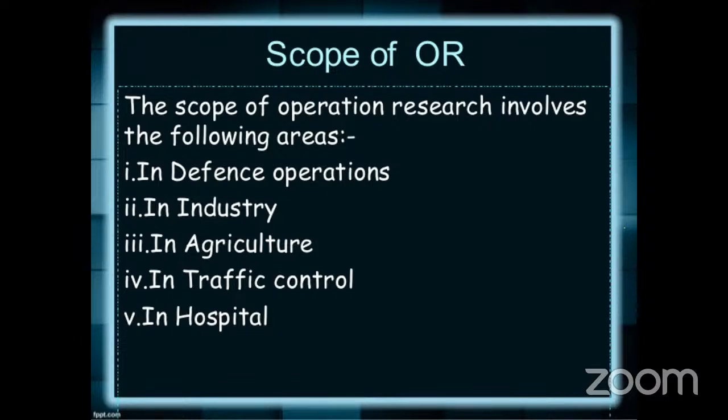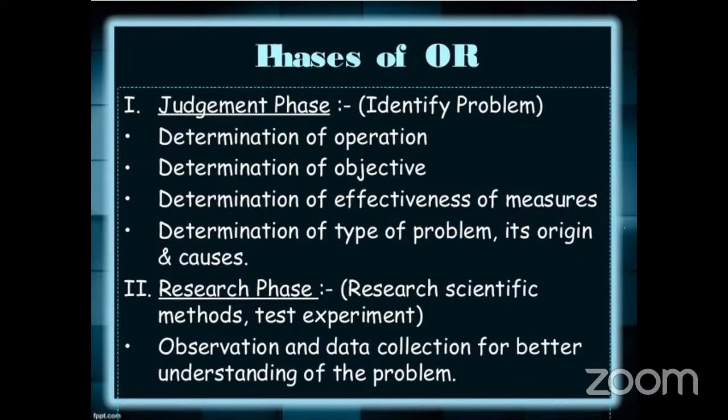So we discussed what is OR, operations research, and the evolution of OR, from where it started. Then we discussed the objective of OR, then the scope of OR, then coming to the phases of OR. Why are we calling them phases? Because whenever you want to solve any complex problem, if you go through these phases, you'll reach the best solution to solve your problem.